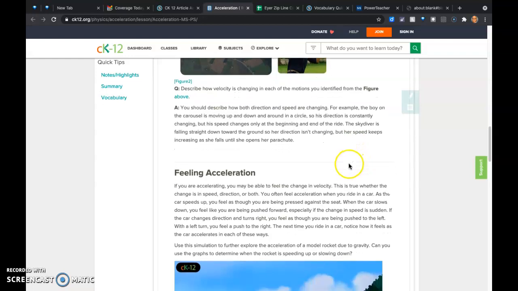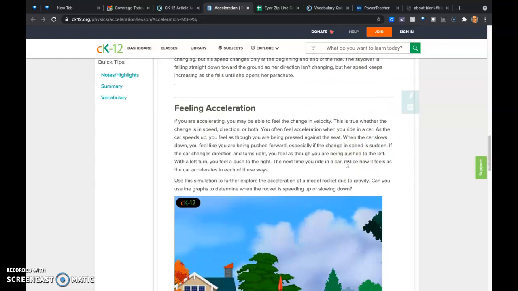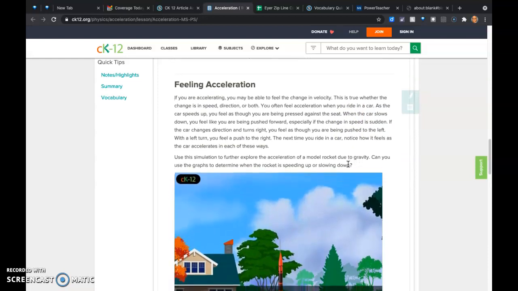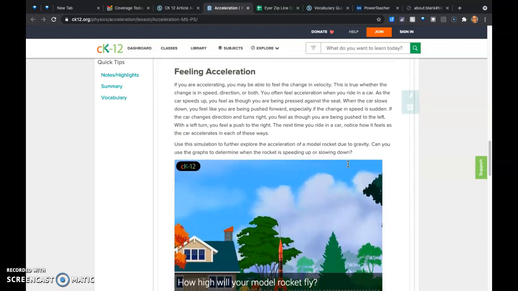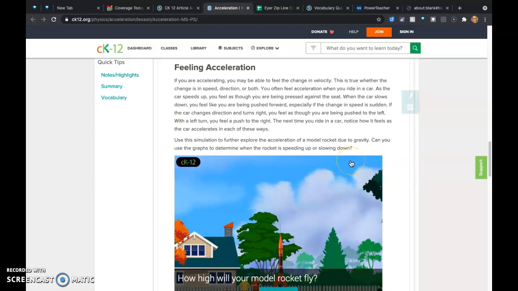Feeling acceleration. If you are accelerating, you may be able to feel the change in velocity. This is true whether the change is in speed, direction, or both. You often feel acceleration when you ride in a car. As the car speeds up, you feel as though you're being pressed against the seat.